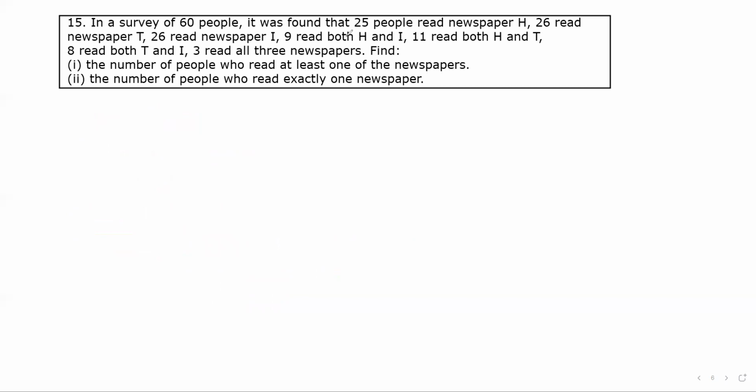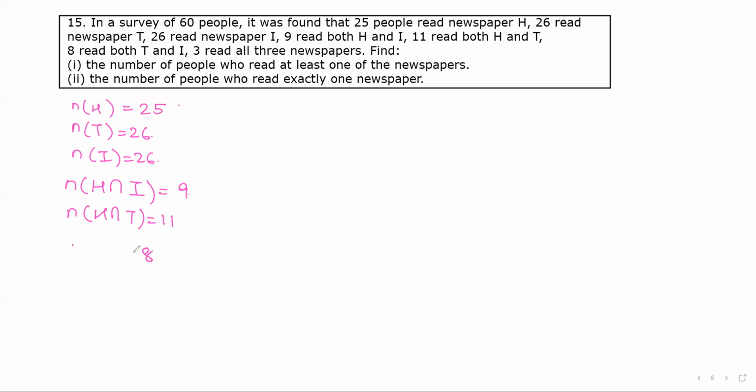In a survey of 60 people, it is found that 25 people read newspaper H. So n of H is the set of people reading newspaper H. 26 read newspaper T, so n of T is equal to 26. 26 read newspaper I, n of I is equal to 26. 9 read both H and I, so n of H intersection I is equal to 9. 11 read both H and T, so n of H intersection T is equal to 11.